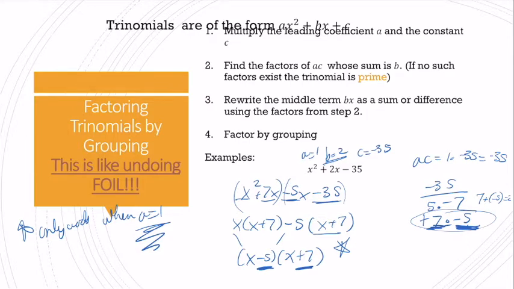And you can always, again, find the factors of AC that add up to b. I'd recommend always doing this. Don't take shortcuts, especially in mathematics.